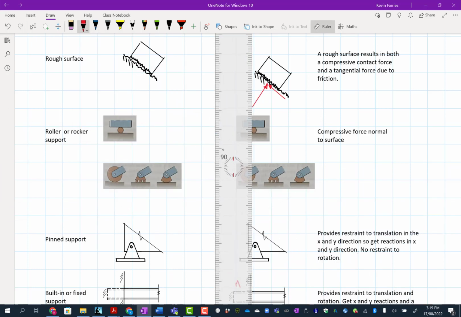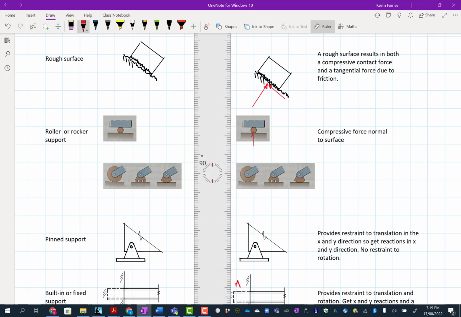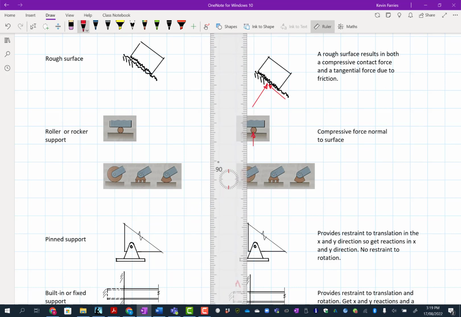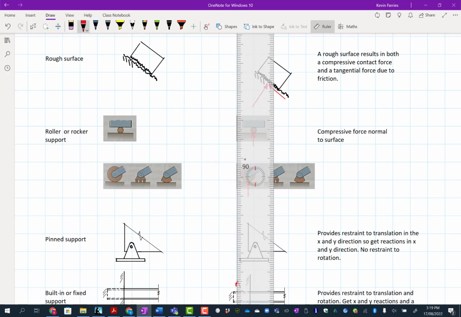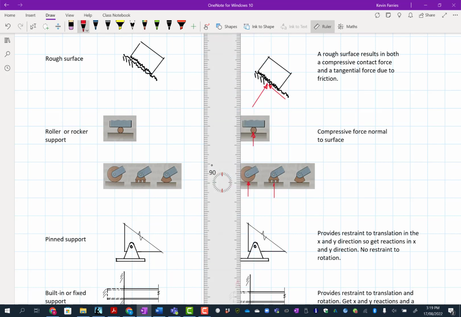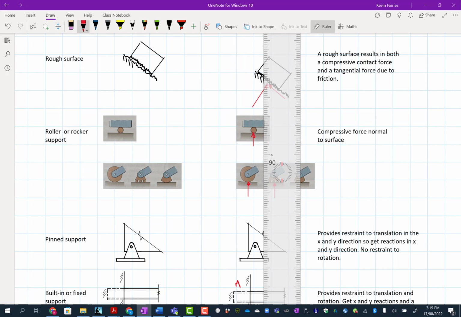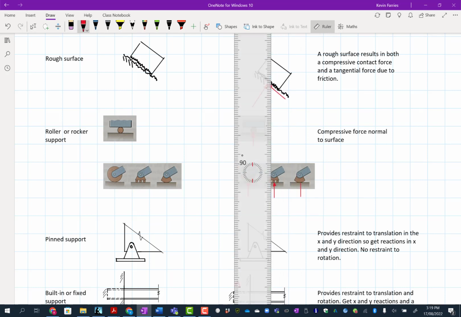So the reaction force you could get for these could be like that for that one. This is exactly the same. The reaction force can only go up. It can't hold this thing down. To be honest, I don't think you would get any questions on this. You might be asked when would the support lift off, and you'd know that because the force would end up being negative if you draw it like that. So it's got a compressive force normal to the surface.